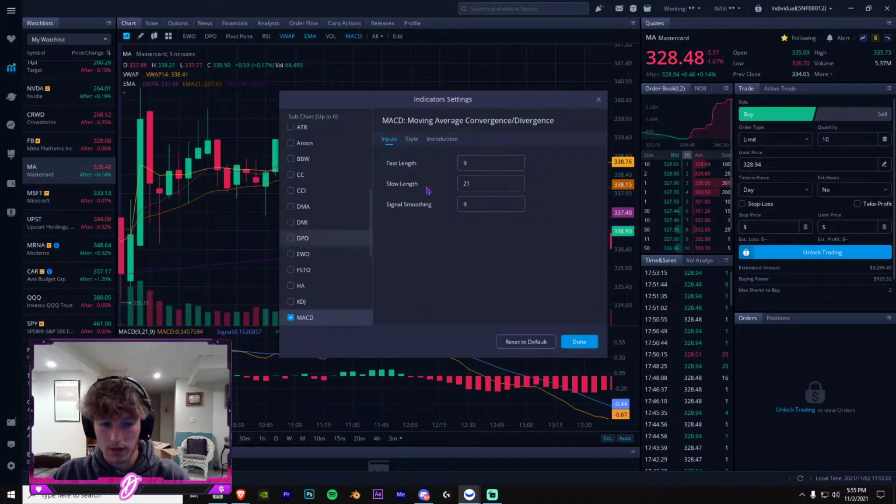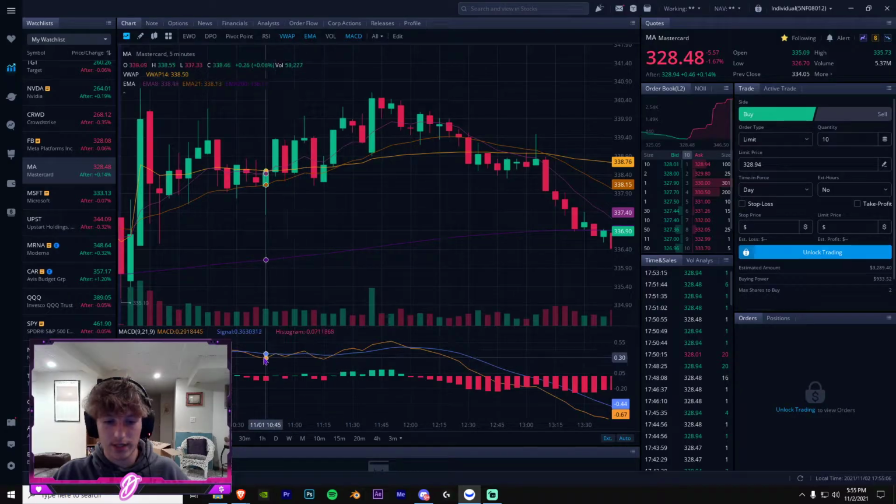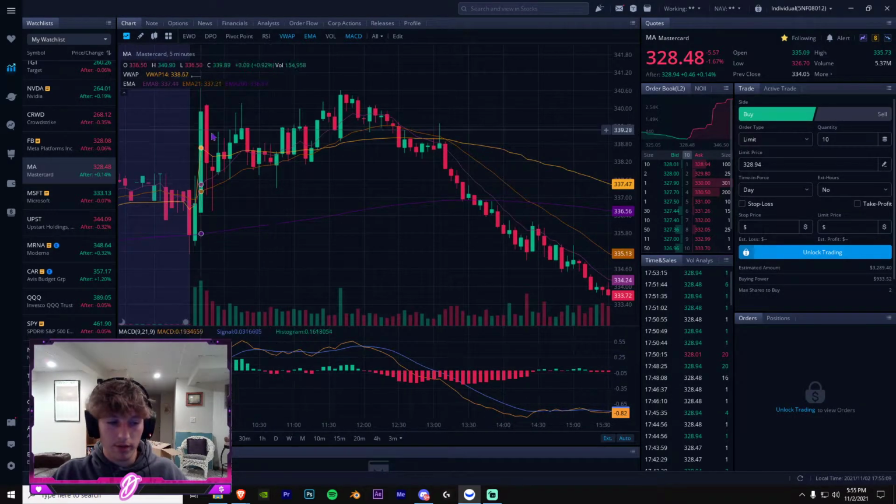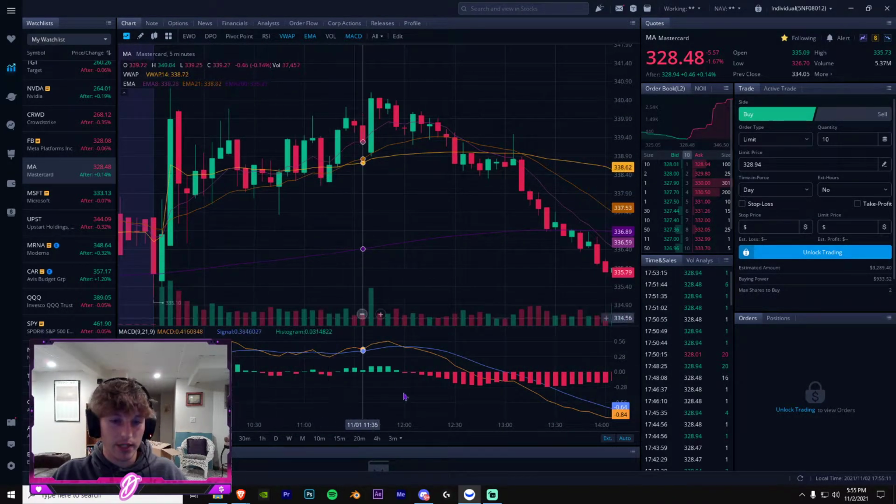I'm not even sure you can do that. It wouldn't let me, so it's not letting me even go lower. As you can see, this is just really choppy. Never trade during this, and you can see by the price action up here, it's really choppy.